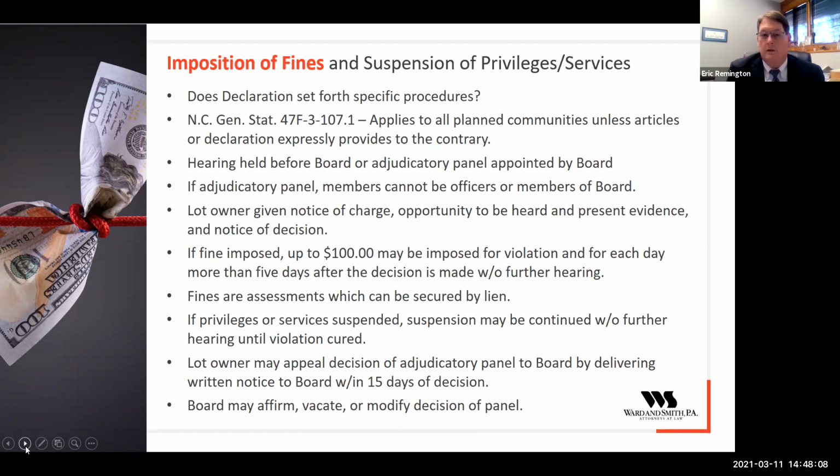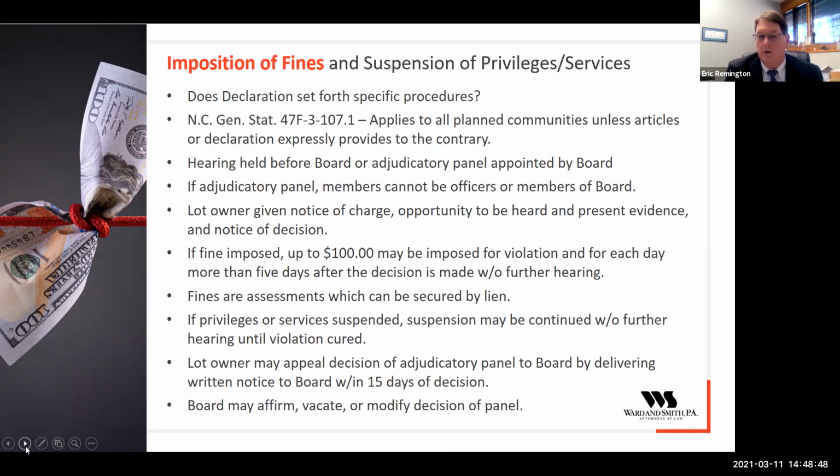And that authority essentially comes from two places. The first place that you have to look at is your declaration. Sometimes the declarations will have a specific procedure in there. And if they do, that procedure is going to govern, because Chapter 47F-3107.1 says in the opening sentence, look at your declaration, and unless the declaration provides otherwise, then these rules apply. This is a somewhat busy slide, but it's the procedure that you have to go through once you notice a violation on a lot.